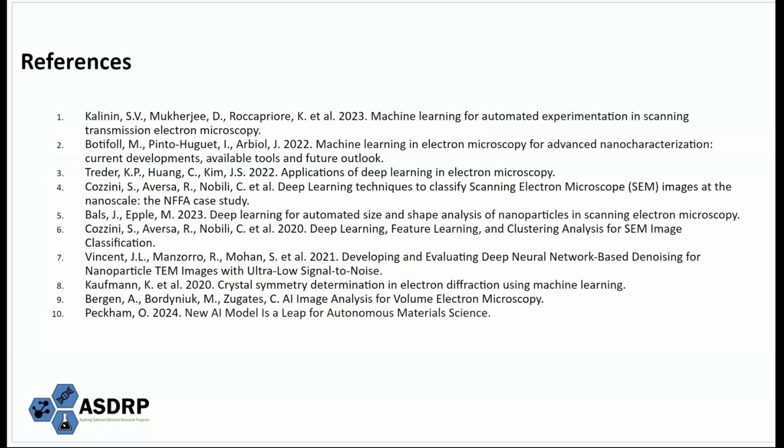Here are some of the references we used. We mostly based our research on Kalini's paper, but we looked at and researched many more.